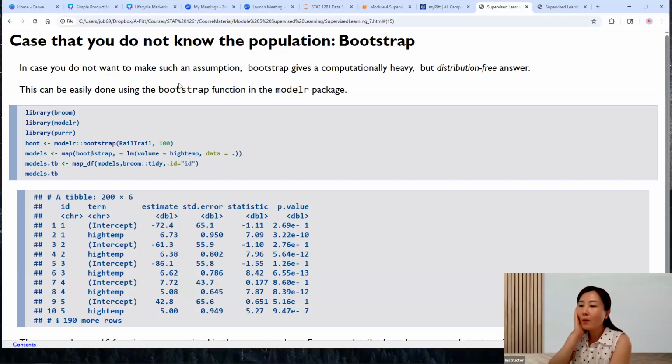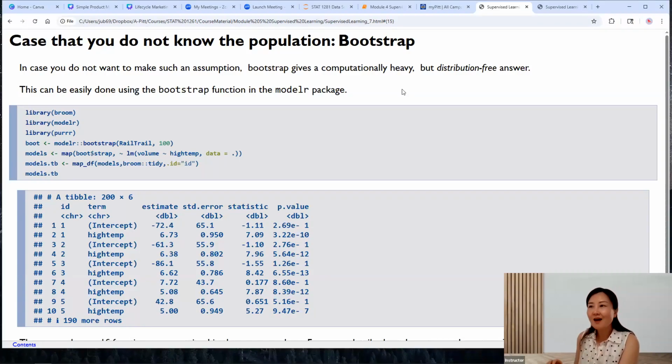In the case that we do not want to make assumptions about the population, so we don't want to assume that the error term follows a normal distribution, etc., we can actually use bootstrap to quantify the uncertainty. We have studied bootstrap earlier. Bootstrap is a completely non-parametric method, which assumes almost nothing.